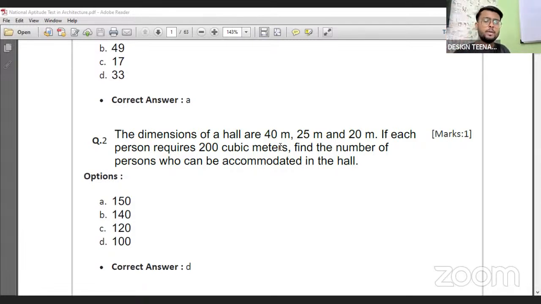Now, the space required by one person is 200 cubic meters. If you divide, how many persons can you accommodate over there? Which is the correct answer? Option D, 100 persons. As simple as that. This is the way you should calculate. The calculation shouldn't be time consuming or need a pretty good amount of time. You should remember, as I told you earlier, these are 1 mark questions, first thing. Secondly, very easy to be done.